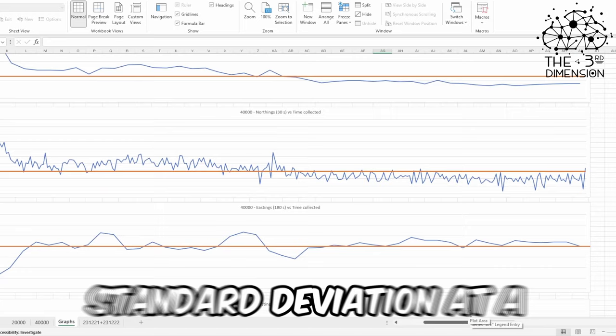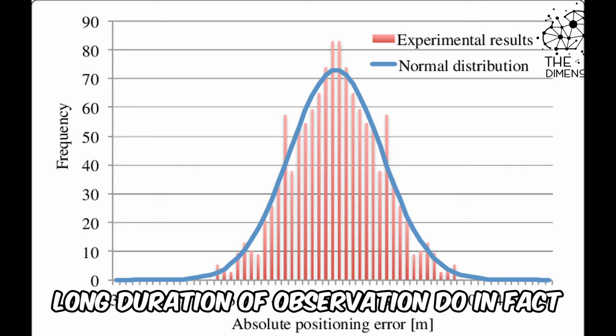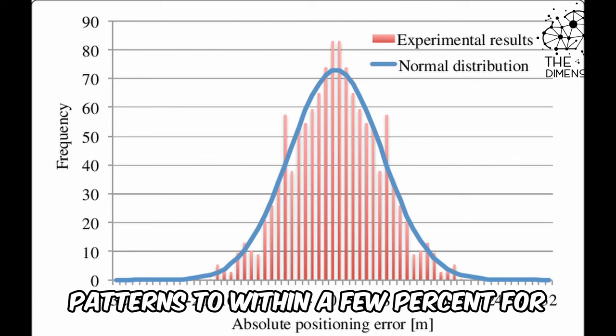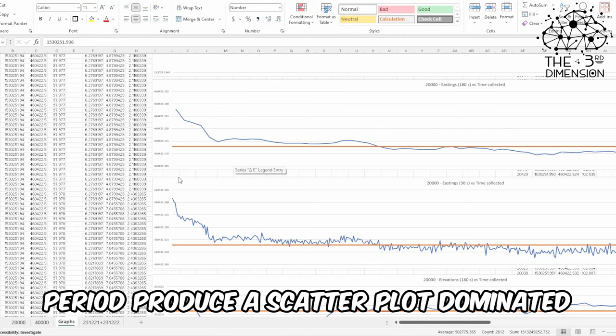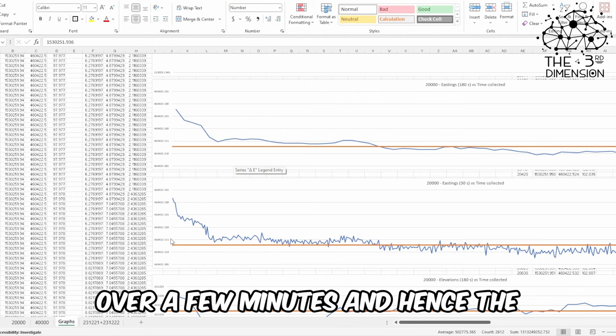Testing has shown that errors over a long duration of observation do in fact display distributions that match Gaussian patterns to within a few percent for carrier phase differential measurements that we use in our RTK solution. Differential errors over a short time period produce a scatter plot dominated by multipath, which is fairly consistent over a few minutes, and hence the distribution is distinctly non-Gaussian.